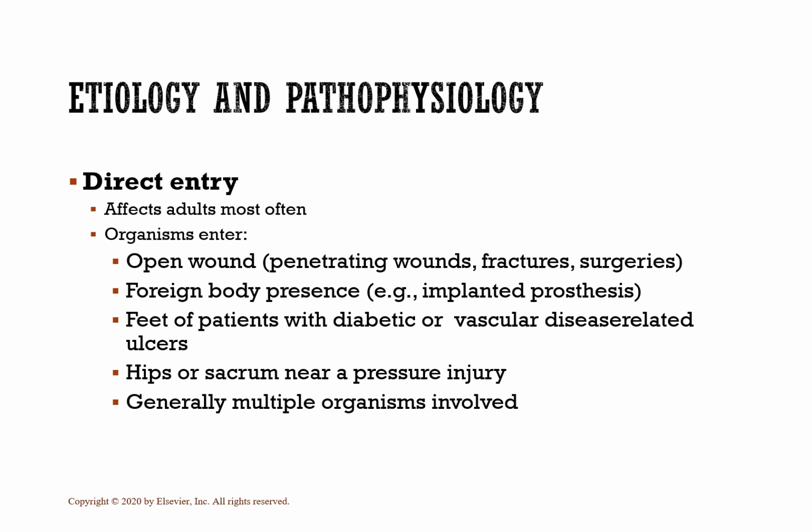Feet of patients with diabetic or vascular disease, ulcers, right? So those are open wounds there as well. Hips or sacrum near a pressure injury. So just having a pressure injury site, and then the hips themselves would also be the areas that would be affected. For the direct entry, they're saying that generally multiple organisms are involved. There is a chart in your book that you can look at just to get a sense of some of the other microorganisms. But like we mentioned already, Staph aureus was one of the biggest ones.